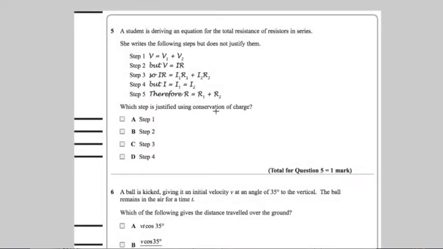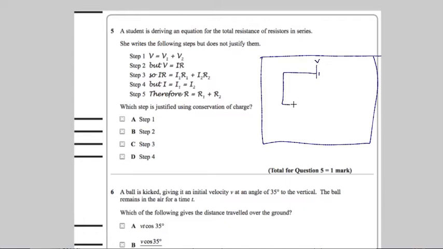Okay, question 5. A student is deriving an equation for the total resistance of resistors in series. She writes the following steps but does not justify them. Now, I'm going to use this nice big space that we're given to draw a diagram, because as I always say, all the physics is in the diagram. Everything that follows is going to be maths. So, we have a voltage source, V, and we have two resistors. Let's call them R1 and R2.